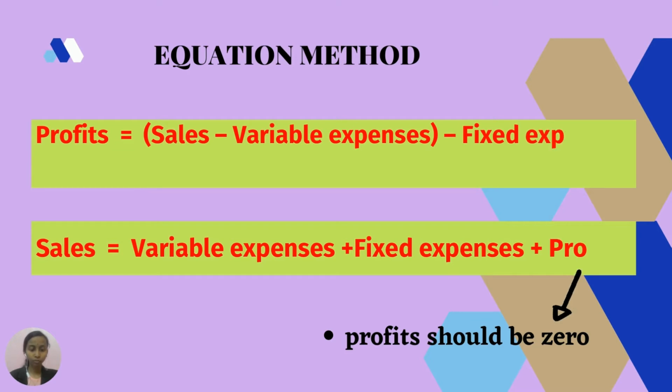All right. Next, I'll show you the equation that we have to use. Profit is equal to sales minus variable expenses minus fixed expenses, or we can say sales is equal to variable expense plus fixed expense plus profit. And here we should know that the profit should be zero, as I mentioned earlier.